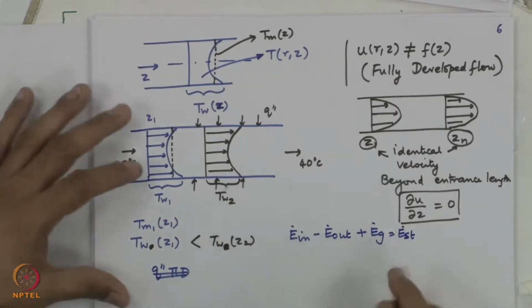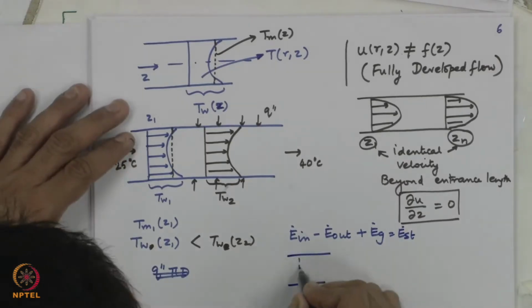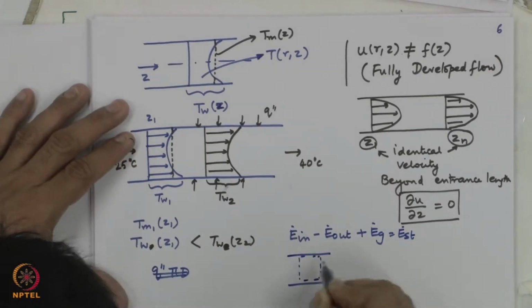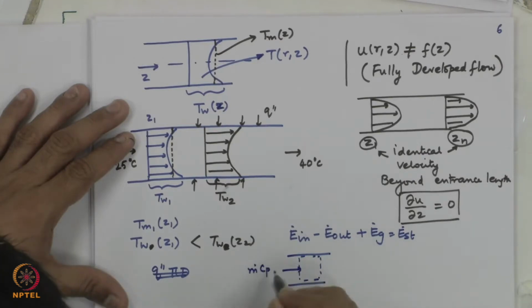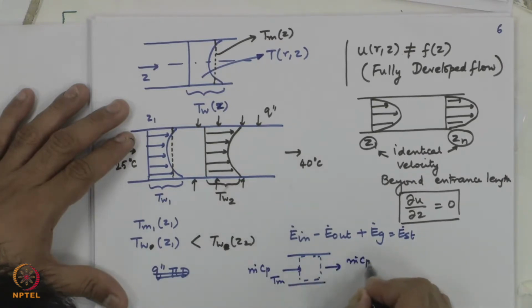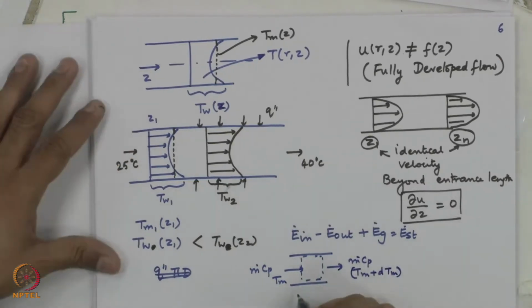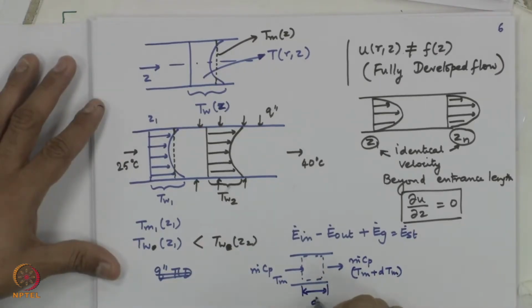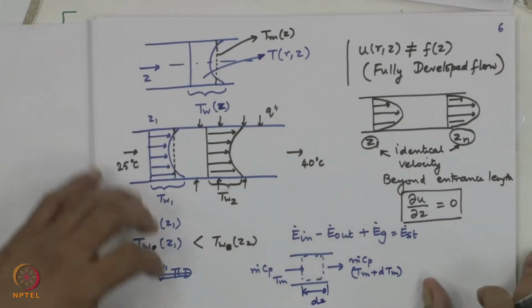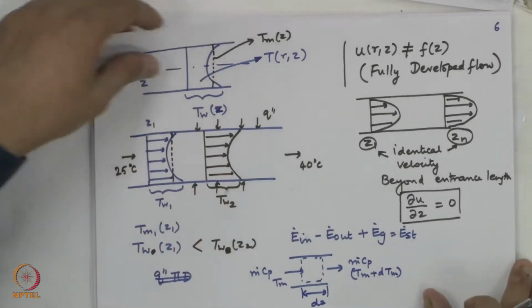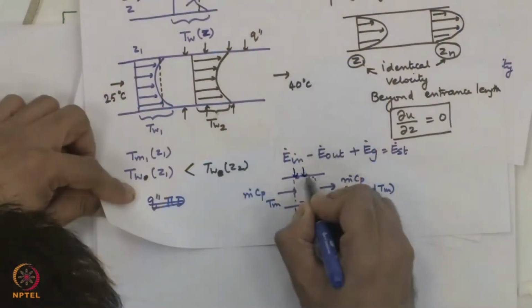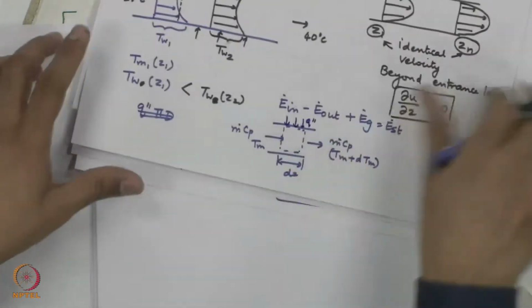What is E dot in? If I take this control volume of a fluid, E dot in is m dot Cp T bulk mean, m dot Cp T bulk mean plus dTm. We have not defined, just take it as T for whatever it is. So temperature has gone from T to T plus dT. Okay, I'm using this subscript Tm, can use that also. And if the heat flux is q double prime, this could be constant or varying, doesn't matter.